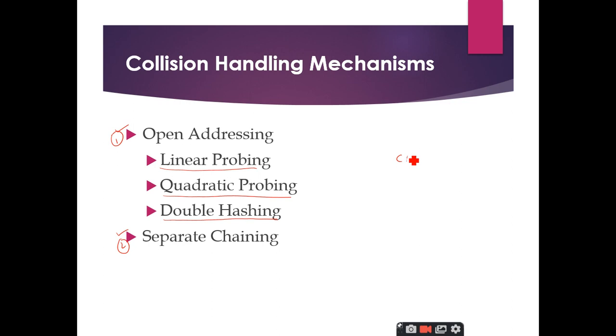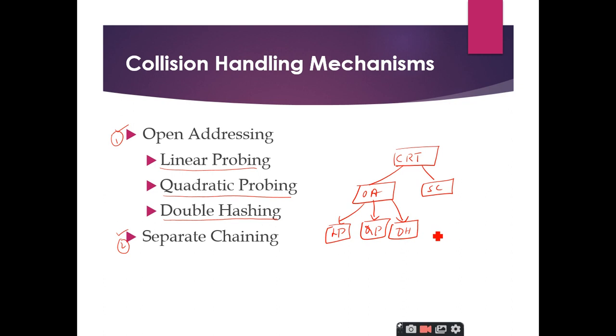So collision resolution techniques or mechanisms are divided into two parts: one is open addressing and another is separate chaining. Again, open addressing is divided into three parts: linear probing, quadratic probing, and double hashing, right? Is it clear? We'll see each one in a while.